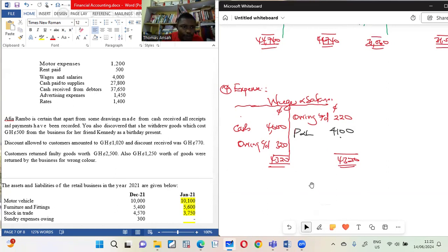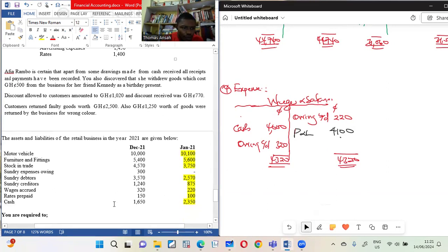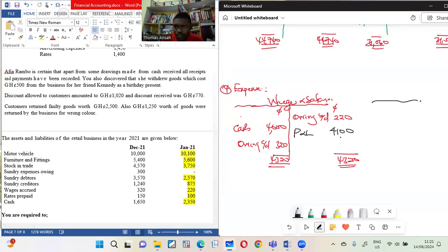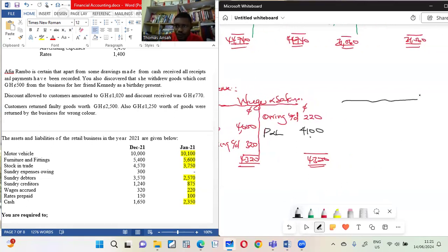Then we have another expense. I saw another one, which is rates, right? So let's do for rates as well, because these ones have opening balances. Let's do for rates as well. So we have rates.